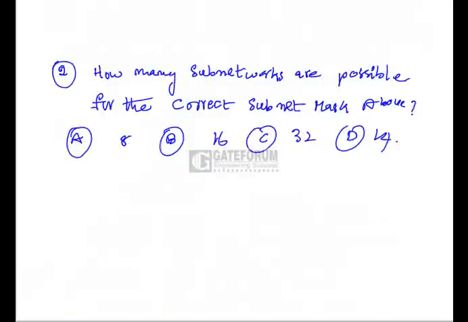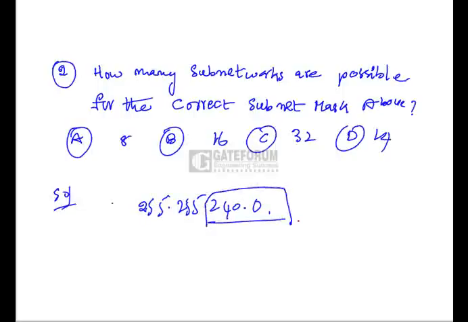So there is another linked question. This question is based on the answer of the previous question, that is the subnet mask we found. How many subnetworks are possible for the correct subnet mask above? So the correct subnet mask we got is 255.255.240.0. So here in a class B, these 16 bits we have to use for the host part, but out of this we have borrowed 4 bits.